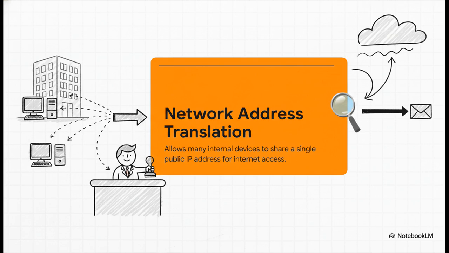The best way to think about it is like a receptionist at a big company. You've got hundreds of employees inside, but when mail goes out, it all uses the one main company address. The receptionist, that's our router, keeps a little log of who sent what, so when a reply comes back, it knows exactly which desk to deliver it to. That's PAT in a nutshell.